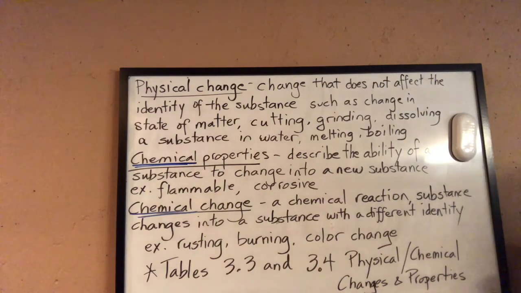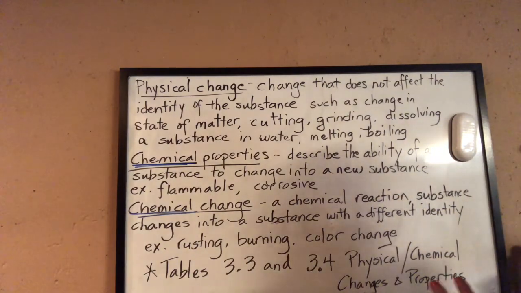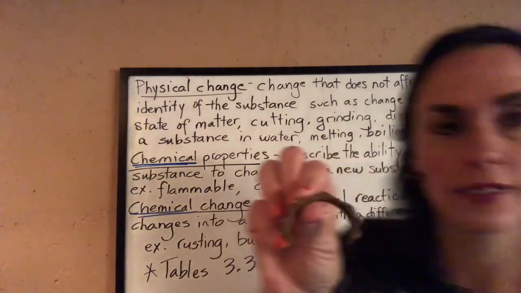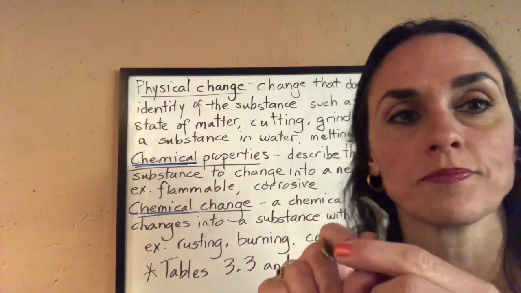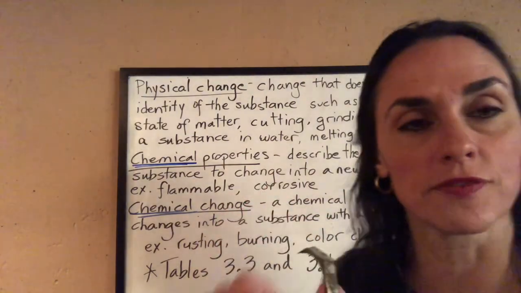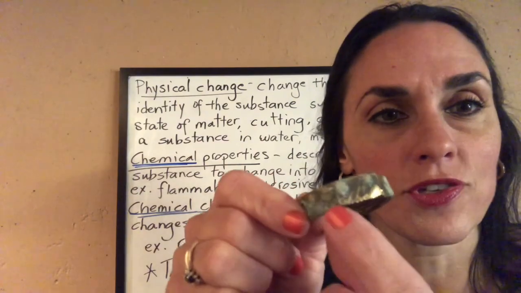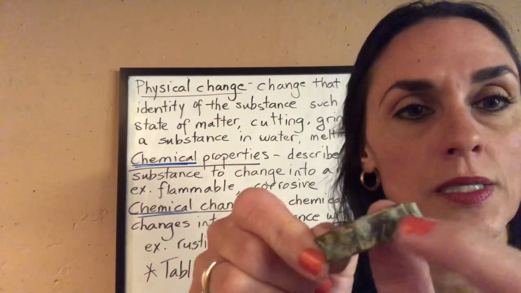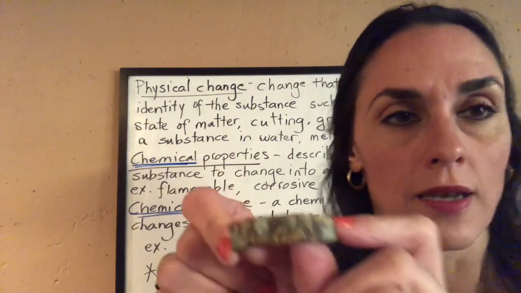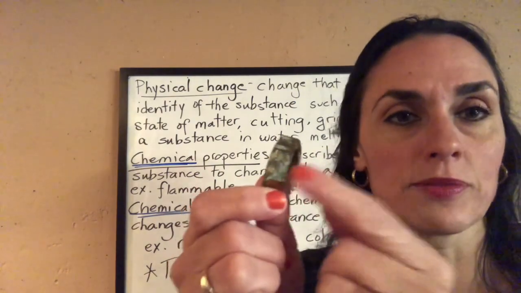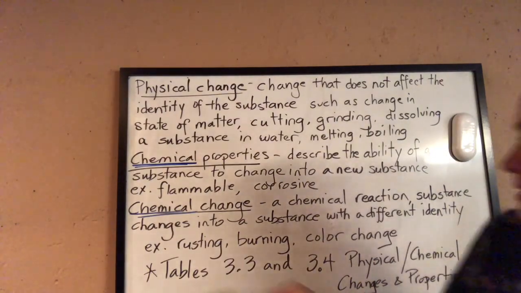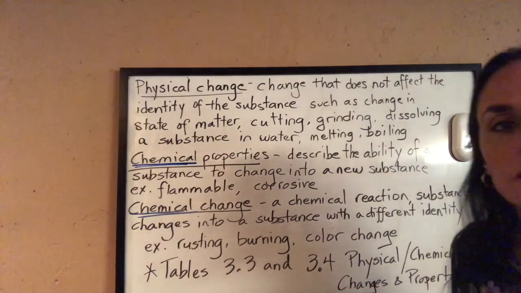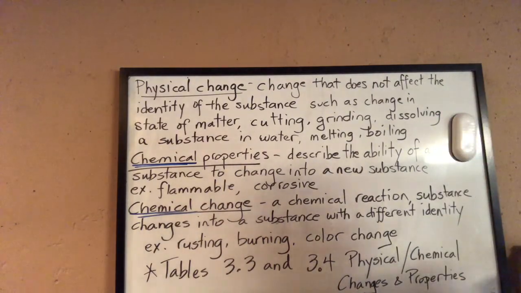Which brings us now to chemical change. A chemical reaction. A substance changes into a new substance with a different identity. This here was a copper fitting. Okay, bright, shiny copper. Over time, it reacted with corrosive substances and formed this green material on here, which is either copper nitrate or copper sulfate. Okay, that's a different substance than copper, right? So words like rusting, burning, tarnishing, seeing a color change are all examples of a chemical change.